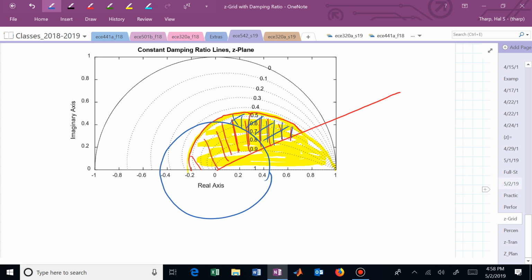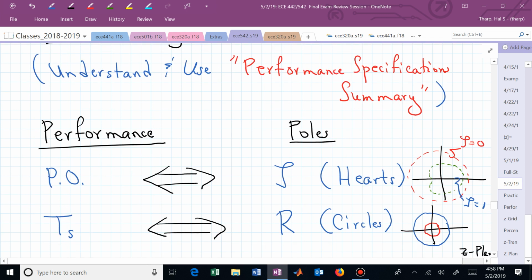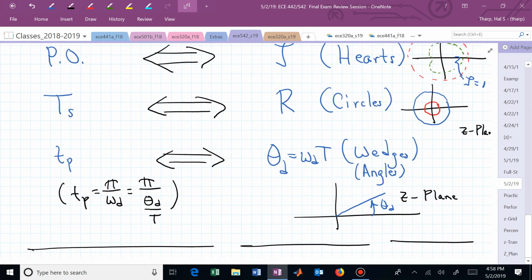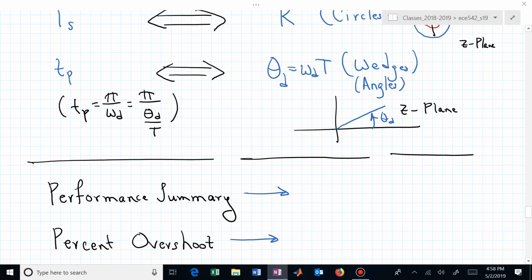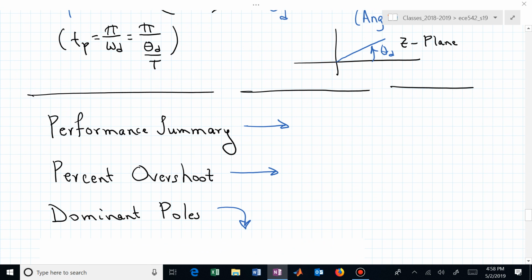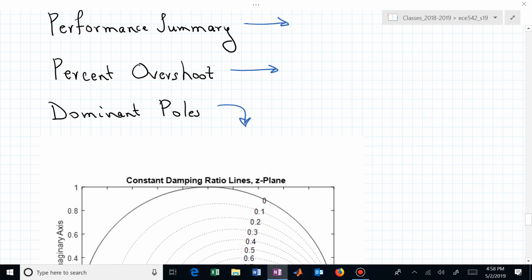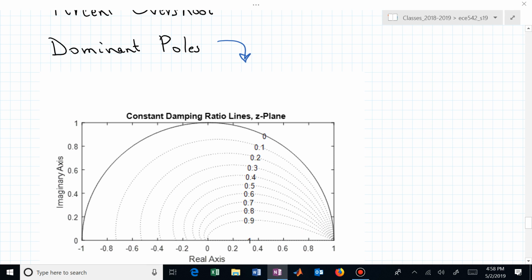Hard part's getting back to where we were. Oh, wow.